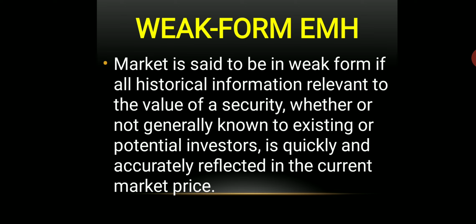In the strong form of the efficient market hypothesis, all publicly and privately available information will be reflected in the security prices if the security market is very efficient. If the security market is not very efficient, or is only semi-efficient, the publicly available information will be quickly and accurately reflected in the current prices of the security. And if the market is very weak in the sense of efficiency of information, only past or historically available information will be reflected in the security prices. You got the idea? So this is called the efficient market hypothesis.